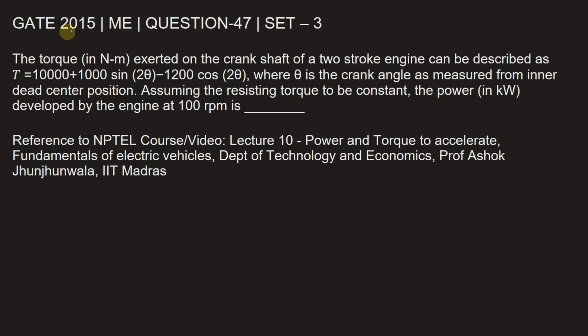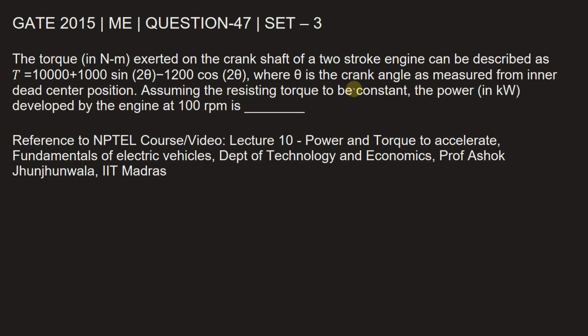This question is from GATE 2015 Mechanical Engineering paper, Set 3, question number 47. The torque in Newton meter exerted on the crankshaft of a two-stroke engine can be described as T = 10,000 + 1000 sin 2θ − 1200 cos 2θ, where θ is the crank angle as measured from inner dead center position.